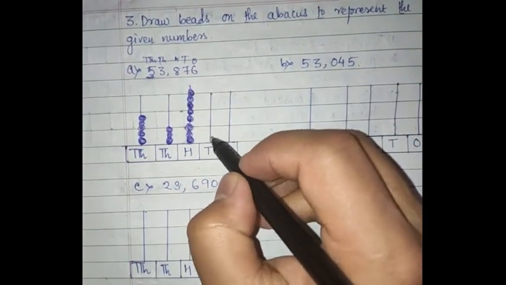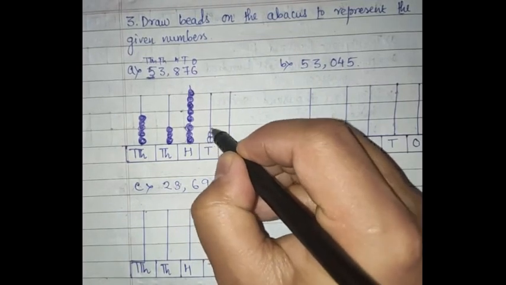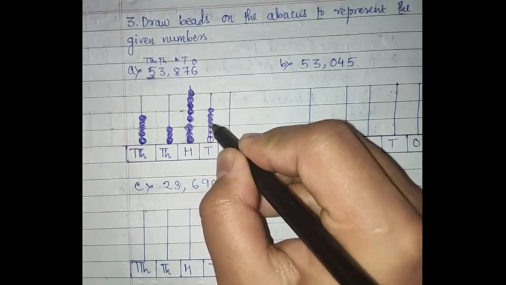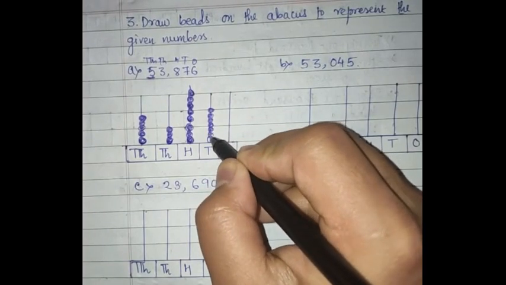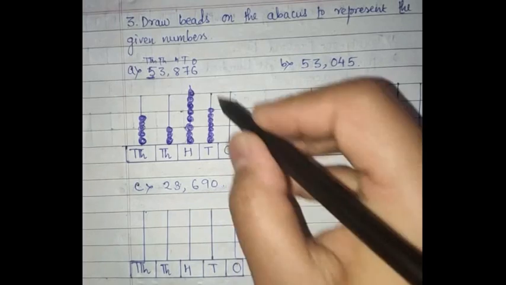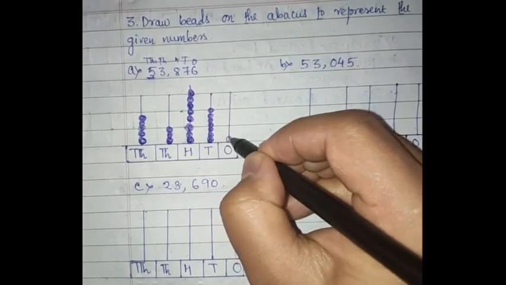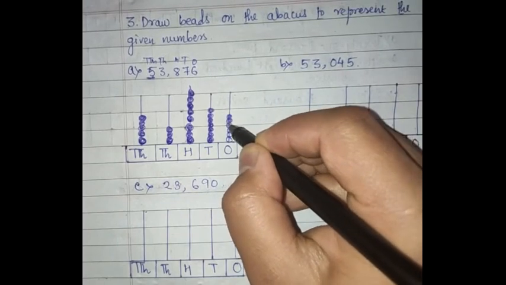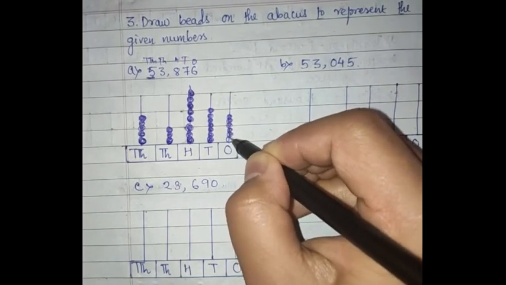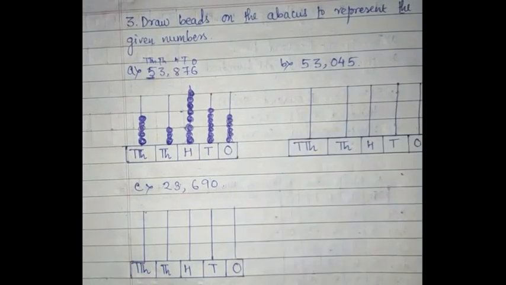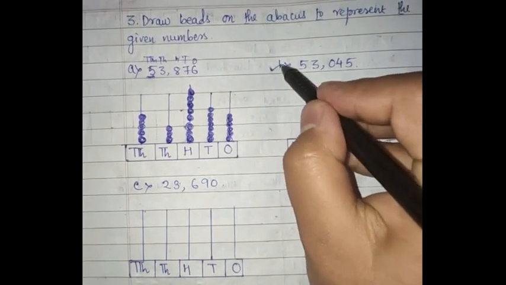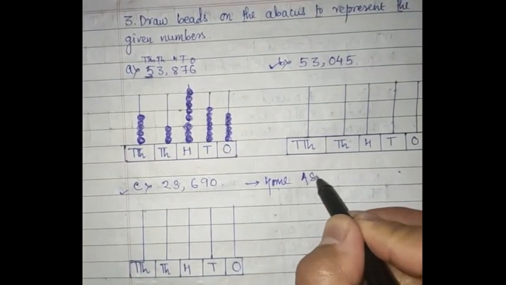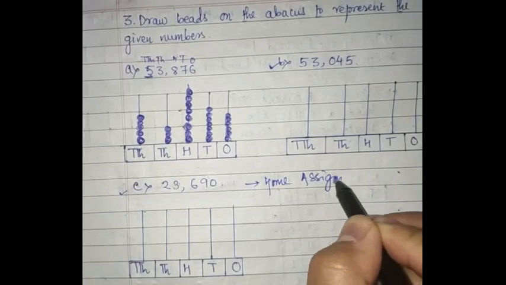Similarly, in the tens position, 7 is there. 1, 2, 3, 4, 5, 6, 7. So I guess you're enjoying this. So in the ones position you have 6. 1, 2, 3, 4, 5, 6. It's quite enthusiastic work I'm doing here, right? So if you have enjoyed this, number B and number C you are going to do yourself. This will be a home assignment. Easy one, no?